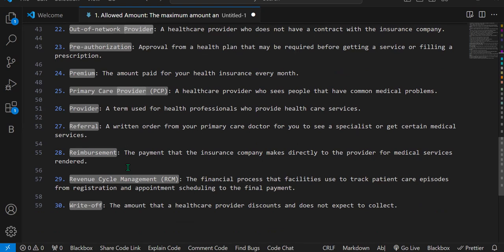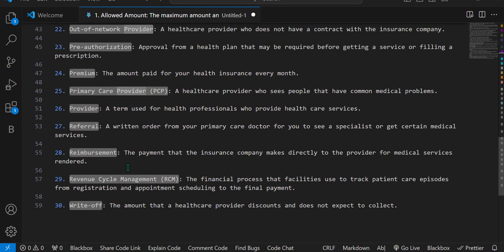What is reimbursement? The payment that the insurance company makes directly to the provider. So the insurance company will directly contact the provider and make the payments to them.